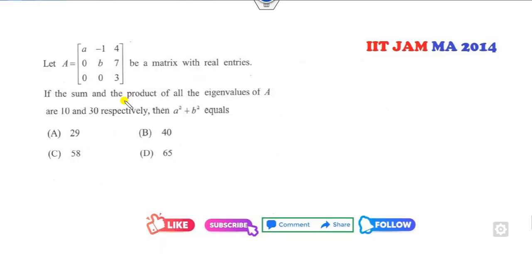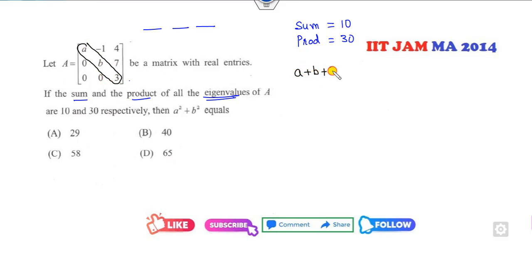A is a matrix, the sum and the product of the eigenvalues. The sum of the eigenvalues is 10, the product of the eigenvalues is 30. So this is my 3 cross 3, so you have the 3 eigenvalues. This is my trace. So that means A plus B plus C should be 10.